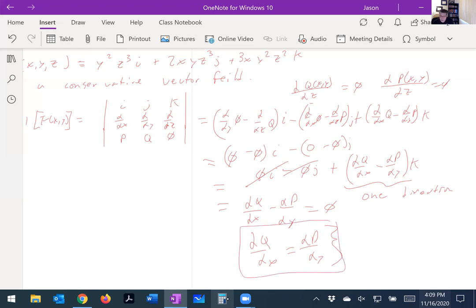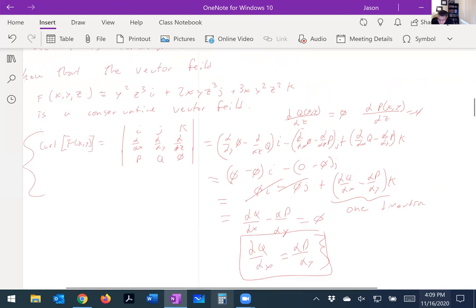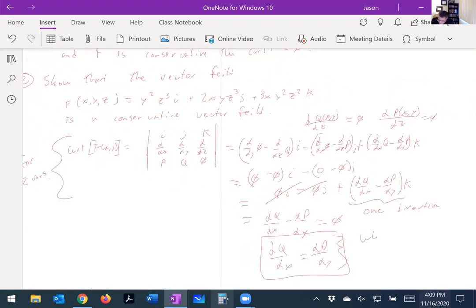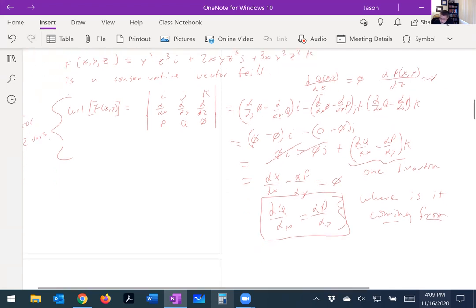Well, yeah, because now we've broadened it. We've actually broadened it. Now you kind of know where that came from, right? You're just like, where did this come from? Where is it coming from? It's coming from the curl here, okay? The curl. We just limited it, okay? If this is true, then it's conservative.